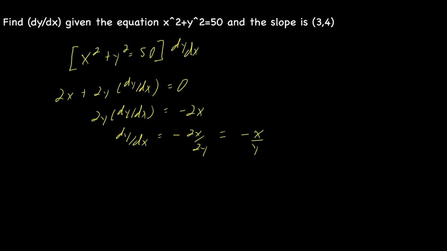But are we really done? What else is there to do, really? We have the slope, and we have to find dy/dx at a given point. And as a result, we just have to plug them in. So at the point (3, 4), our slope is negative 3 over 4. So graphically speaking, the slope is going to be a decline.